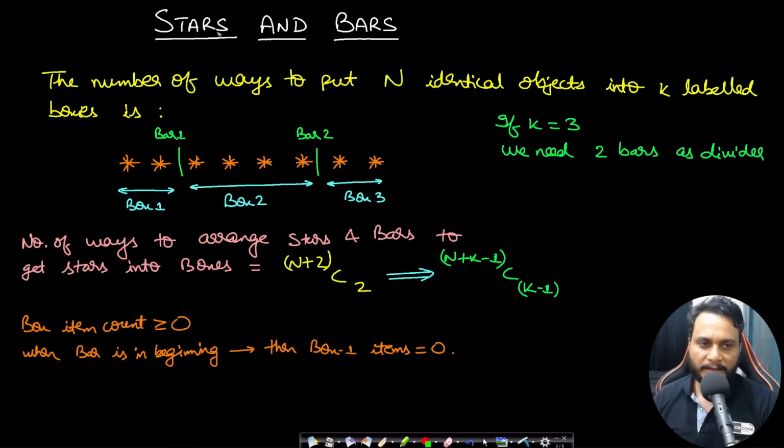Before we start discussing the problem, we need to understand a theorem which is stars and bars. It is a very popular theorem in combinatorics. It says that the number of ways to put n identical objects into 3 labeled boxes is given as n plus 2 c 2. Okay. Now how is this coming?